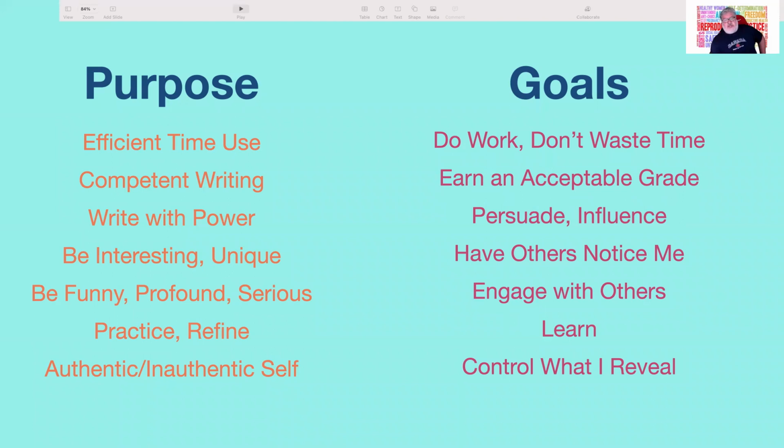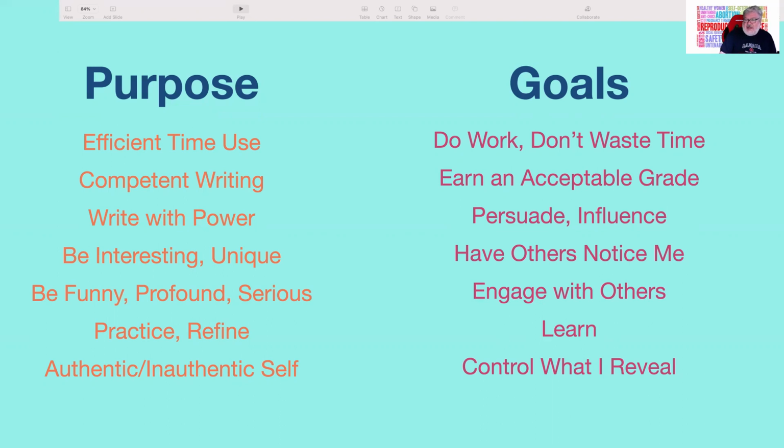This goes along with purposes and goals. And we often interchange those two things, but a purpose is the reason you're doing something, and a goal is the outcome that you want. So, in the case of a discussion board post, you may want to use your time efficiently. You don't want to spend any more time on that discussion board than you have to, because maybe your ultimate goal is just to do the work and not waste time. Your purpose is you want to have competent writing that makes sense, writing that is clear, writing that accomplishes the prompt, because you want to earn an acceptable grade.